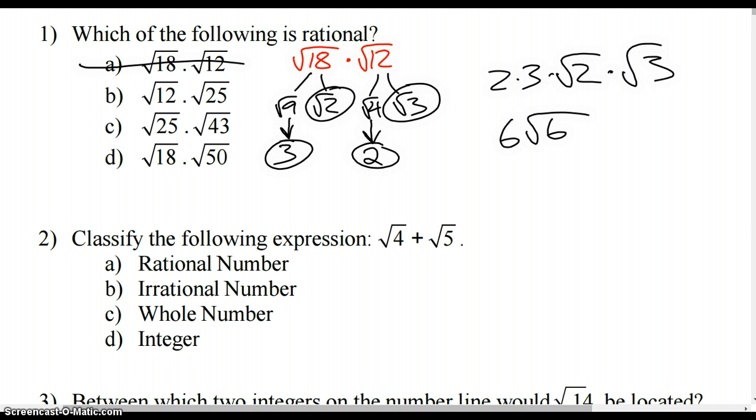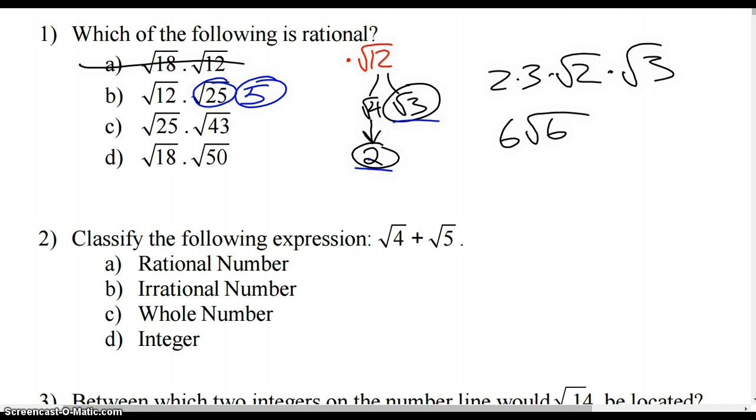Okay, if we go down to B, I can look at the square root of 12, because that's part of my problem here in B. And I know the square root of 25 is 5. So this would be 5 times 2 times the square root of 3, or 10 times the square root of 3. Also not going to be rational.